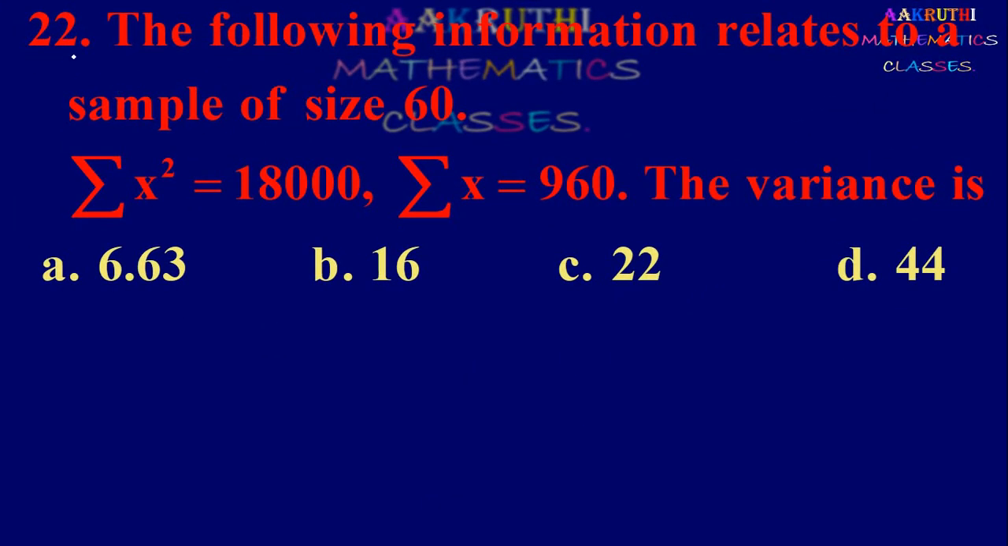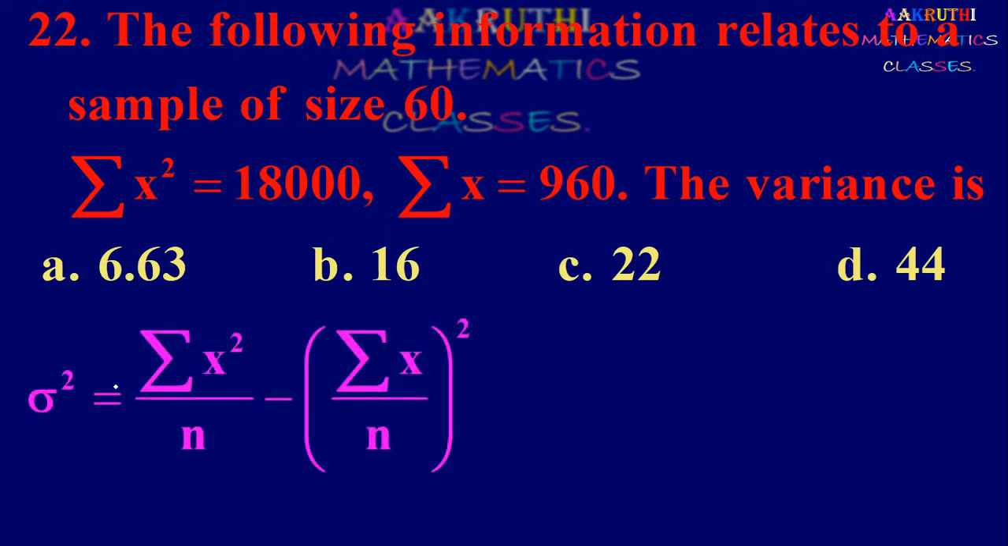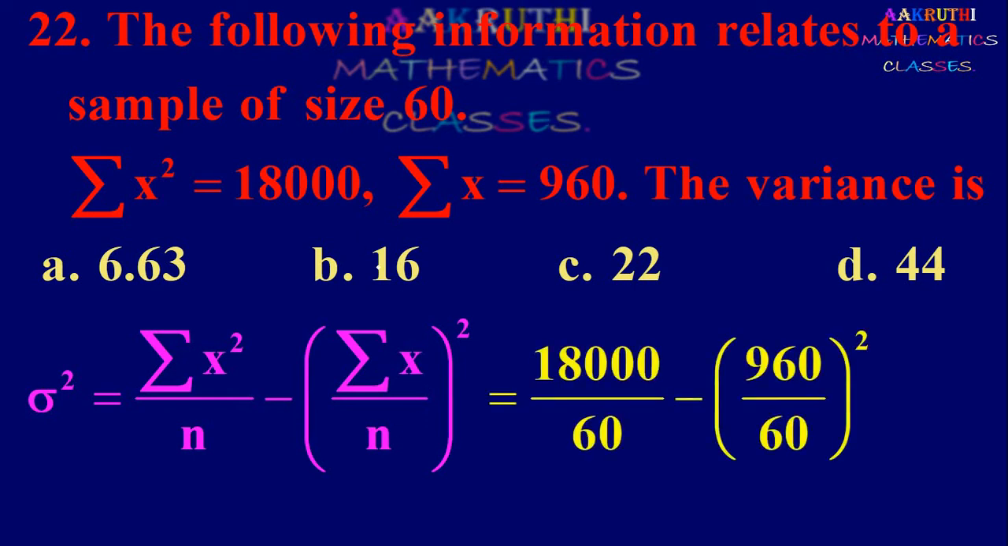So next, question number 22. The following information is related to a sample of size 60: summation of x square is 18,000 and summation of x is 960. The variance is? Using this data we have to calculate the variance. We have the formula variance equal to summation of x square divided by n minus summation of x by n whole square. So directly we substitute all these values. We get 18,000 divided by 60 minus 960 divided by 60 whole square.